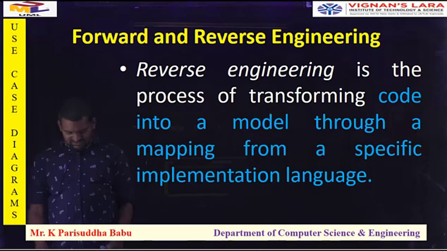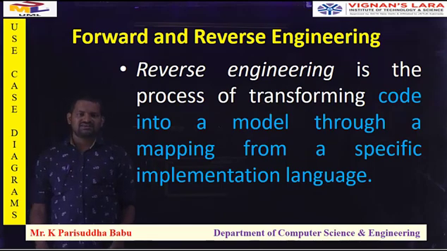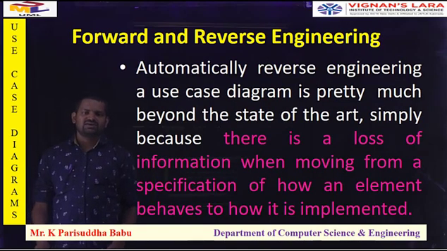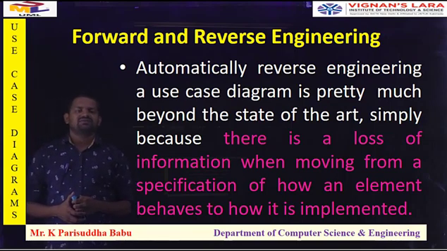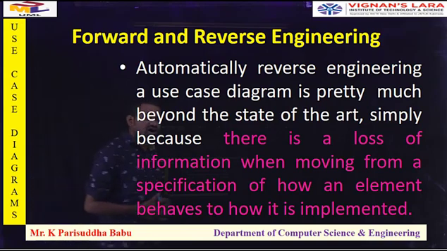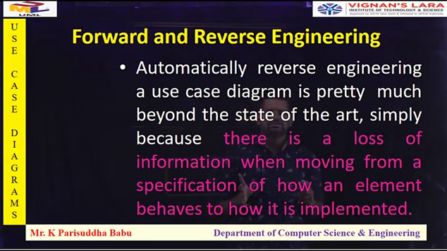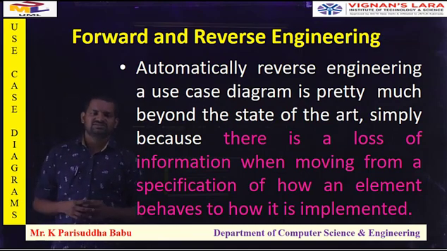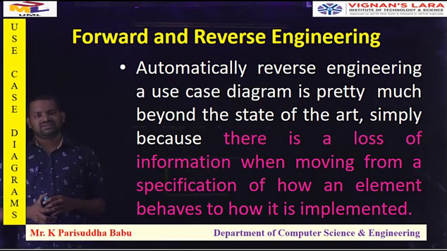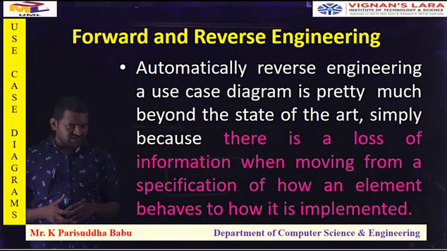So in reverse engineering, we may have to follow some complexity. Automatically reverse engineering a use case diagram is pretty much beyond the state of the art, simply because there is a loss of information when we move from a specification of how an element behaves to how it is implemented. The loss of information is there in reverse engineering while developing a use case.